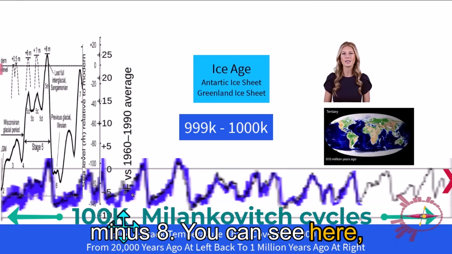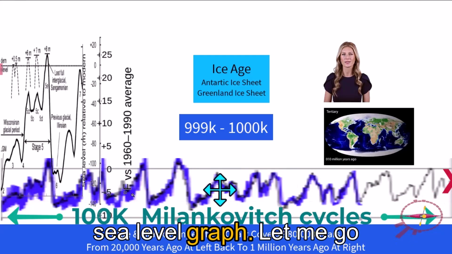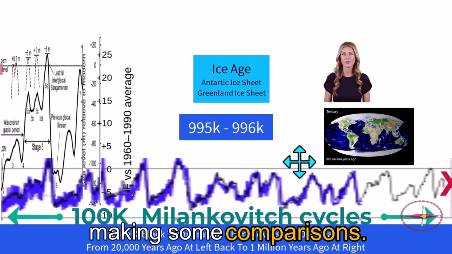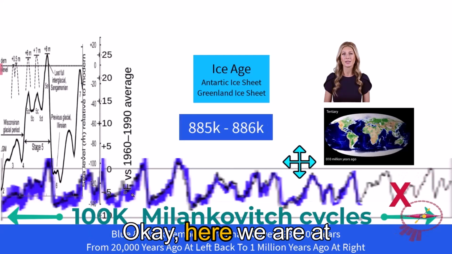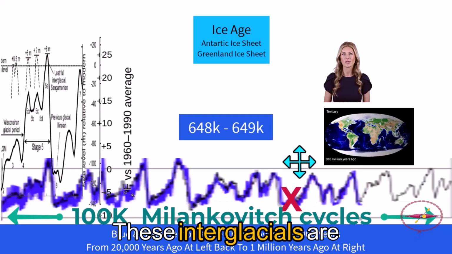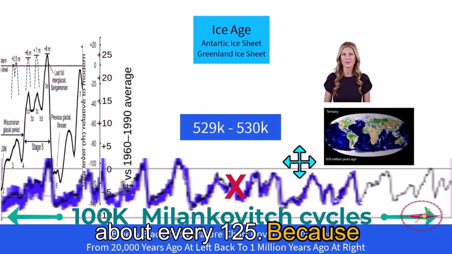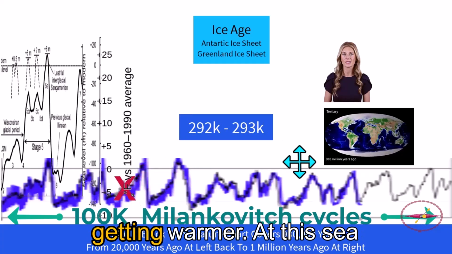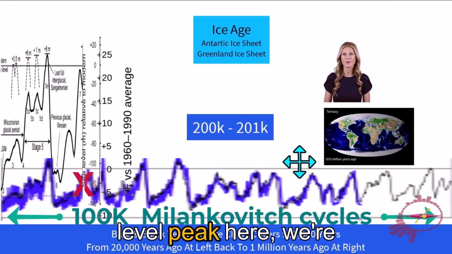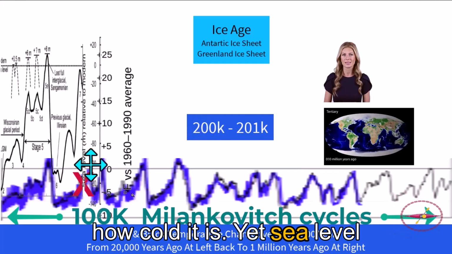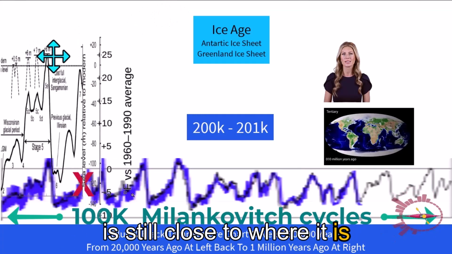You can see here, again, temperature graph, sea level graph. Let me go ahead and move that X down there so we can start making some comparisons. Okay, here we are at around 200,000 years. These interglacials are about every 125,000 years, because you've got 100,000 years getting colder, 20,000 years getting warmer. At this sea level peak here, we're about here. You can see how cold it is, yet sea level is still close to where it is today.